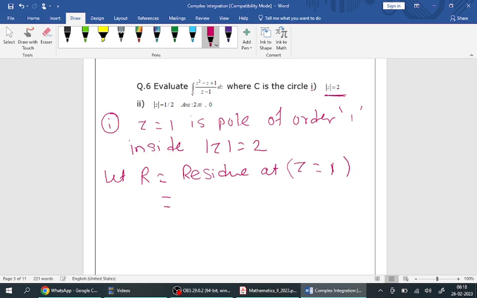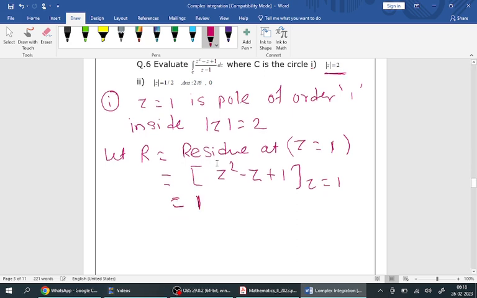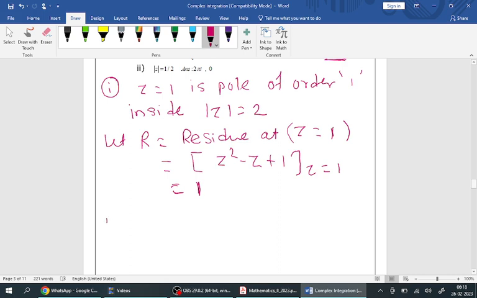So we'll cancel that factor. We're left with only z square minus z plus 1 at z equal to 1. If you replace all this, 1 minus 1 plus 1, you get 1 only. So the residue is 1. By Cauchy residue theorem, the value of the integral I is 2 pi i into R. So the answer is just 2 pi i, which is the answer of the first bit.